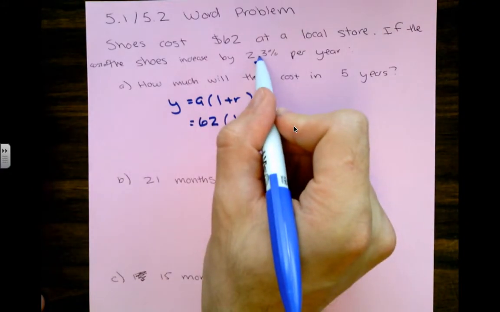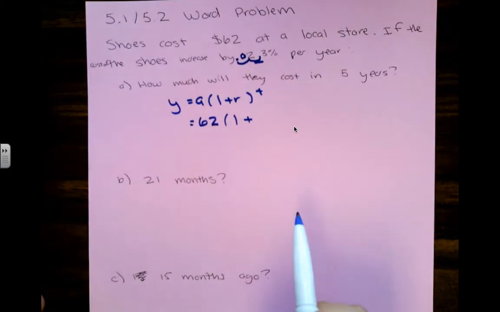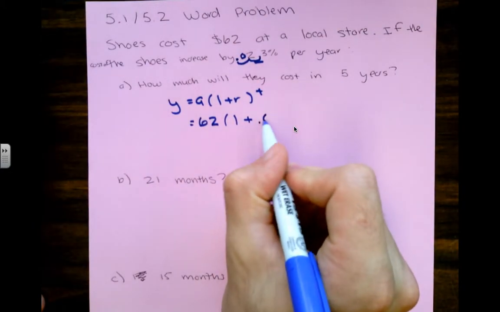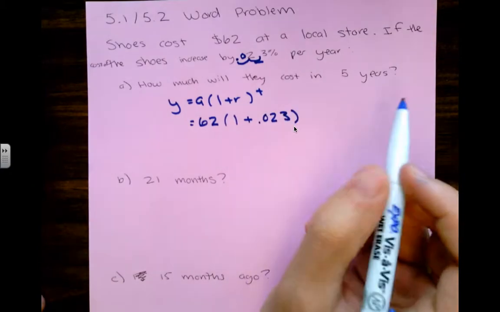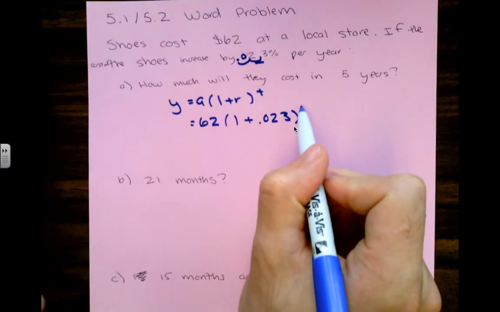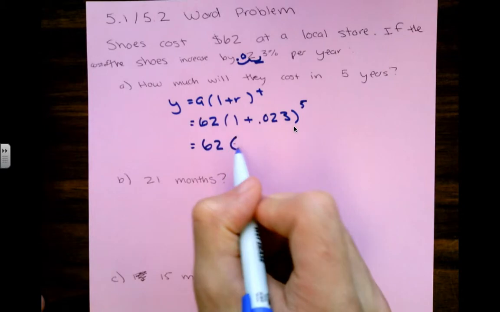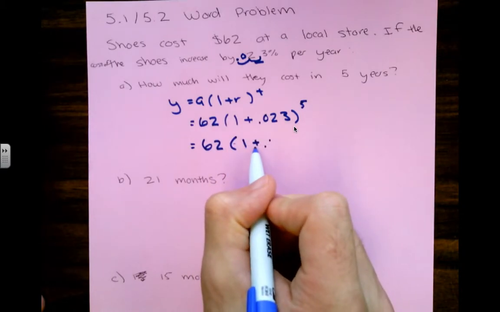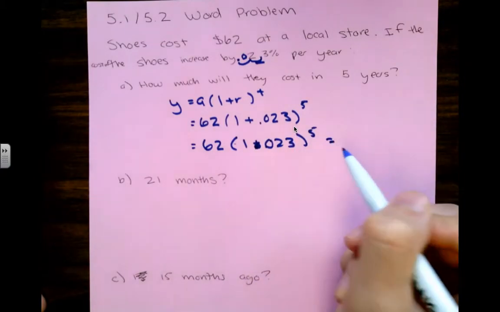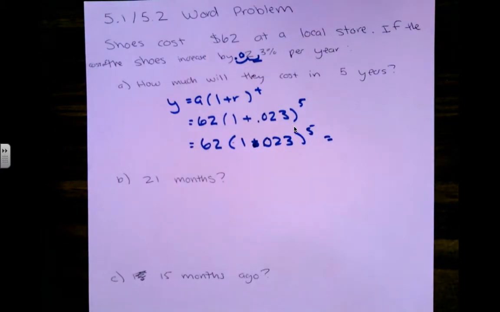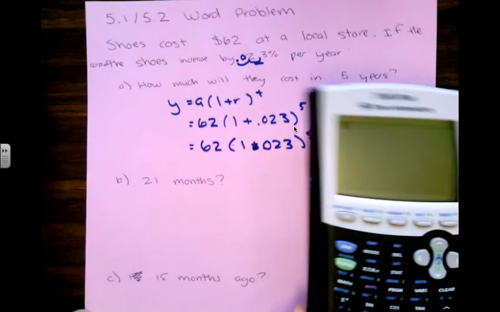To change a percent to a decimal, we move our decimal place 2 places to the left. So we would have the decimal 0.023, all of that being raised to the t. In this case, that would be 5. I'm going to actually input this into my calculator. So let's go ahead and do that right here.